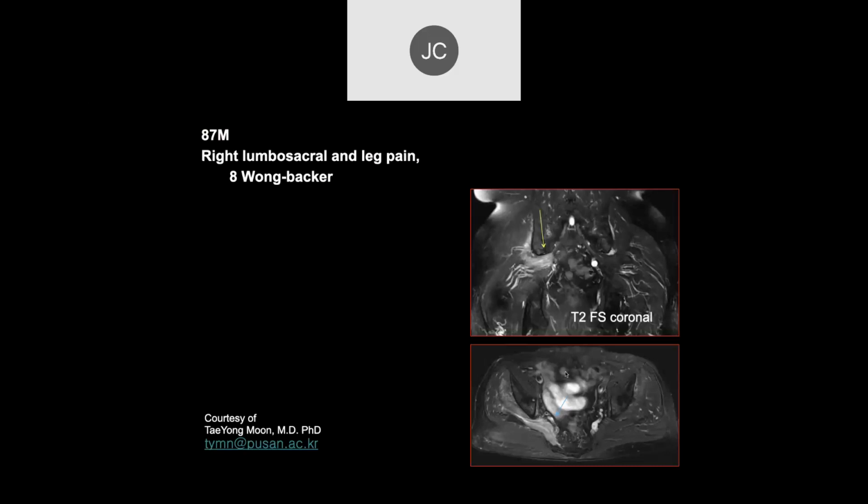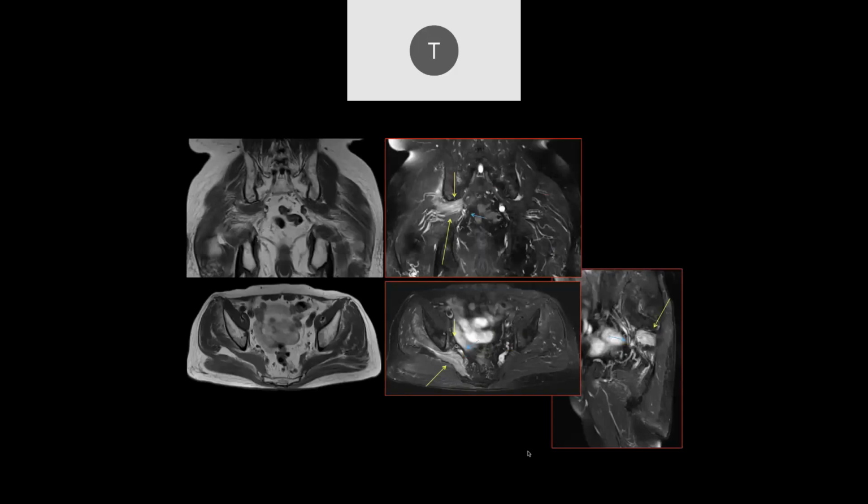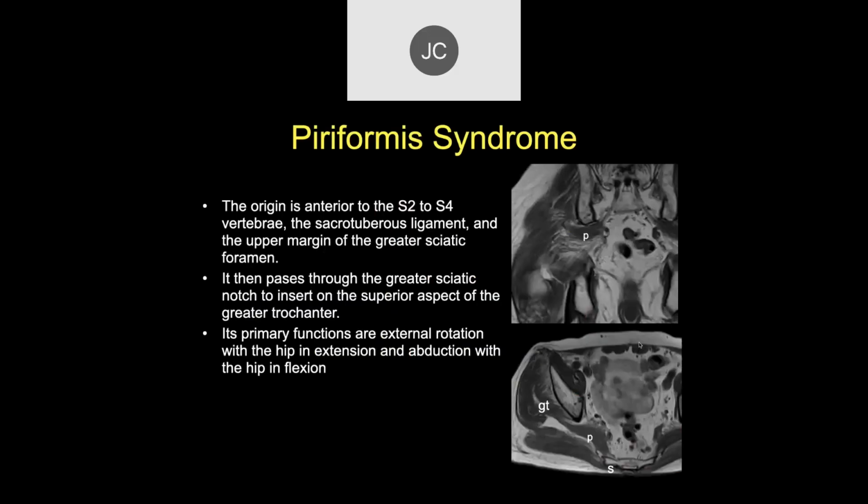All right, so it looks like edema of the right piriformis muscle and some increased signal within that sciatic nerve adjacent to it. Okay. Yeah, see the nerve coming down here, the muscle there. And this was also thought to be a piriformis syndrome.